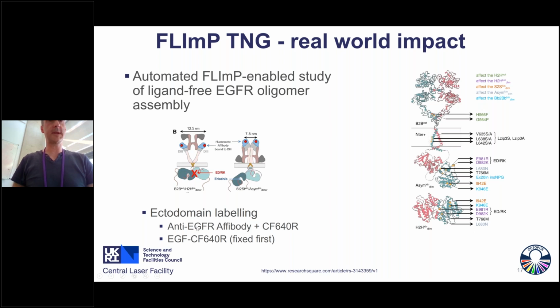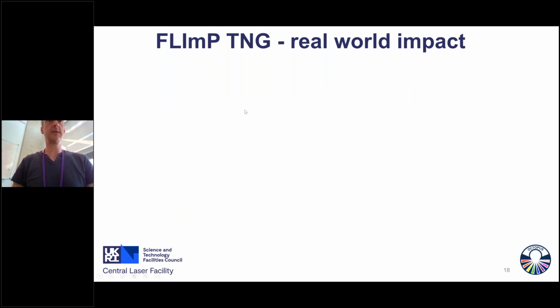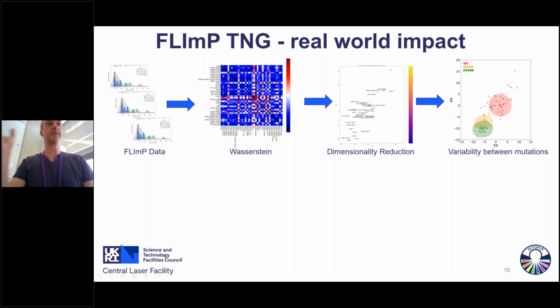So we were either labeling with anti-EGFR antibody with CF640R as the fluorophore, or in a couple of samples, things were fixed before probing with EGF. The idea is that there shouldn't be any activation, but the vast majority of the data was antibody labeling. That means it binds in the same place, but doesn't activate or change; it just doesn't do the same as the EGF does. So we did a huge study, taking lots and lots of FLImP data, running it through our automated pipeline, and then decomposing our FLImP signatures.